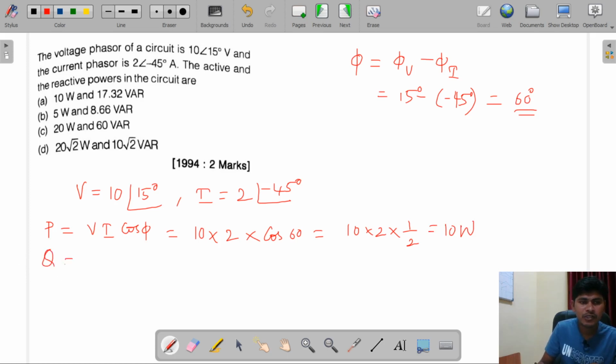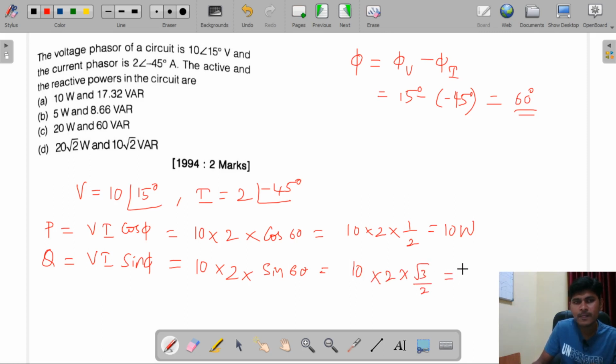Coming to reactive power, Q is equal to VI sin phi, which is equal to 10 into 2 into sin 60 degrees, which is equal to 10 into 2 into root 3 by 2. Then you are going to get 17.32 VAR, volt ampere reactive.